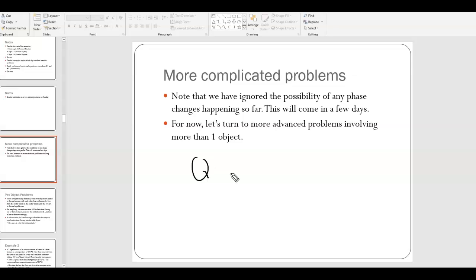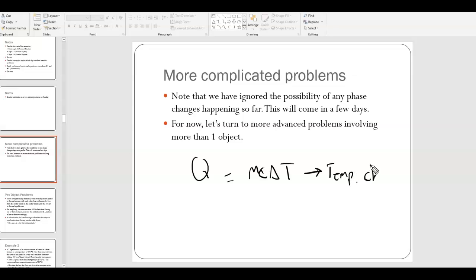Remember, in our equation Q equals mc delta T, Q represents the heat either added or removed to the object in joules. M is the mass of the object, typically in kilograms. C is the specific heat capacity, and delta T is the change in temperature, the final temperature minus the initial temperature of the object.